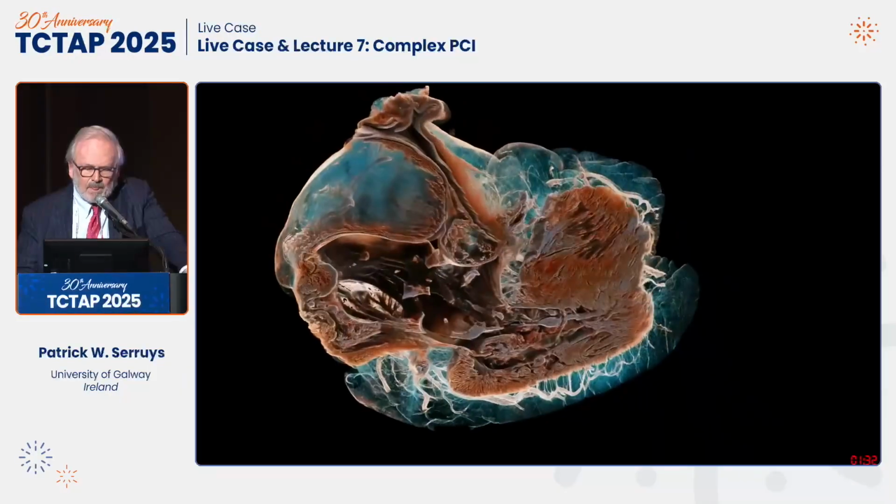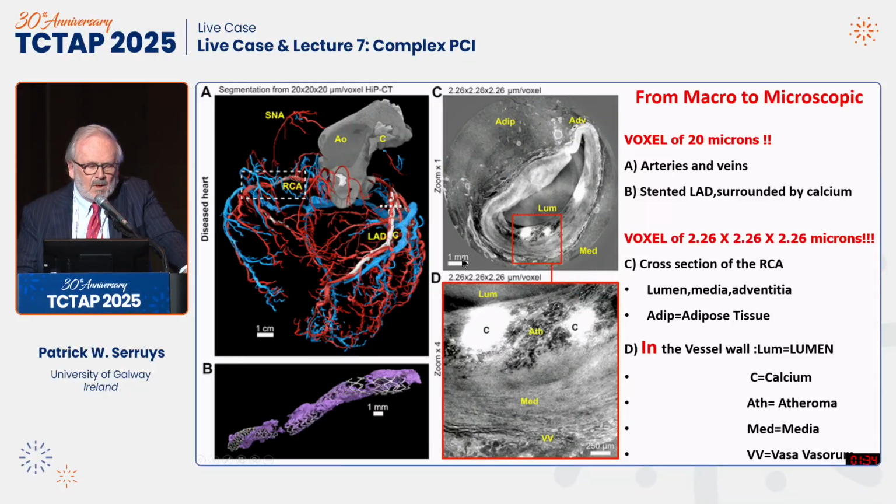So this is this patient. This is the stent with the calcium. Have a look at the RCA with a resolution of voxel of 20 micron. So we went from 400 micron to 20 micron and reached 2.2 micron.